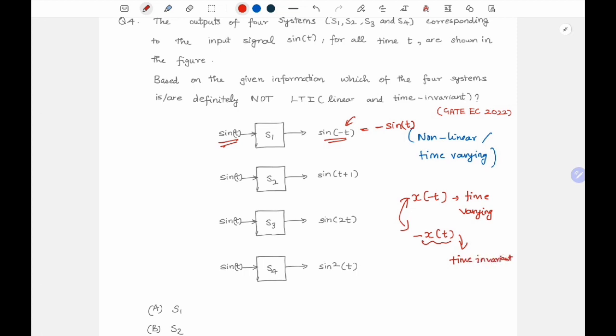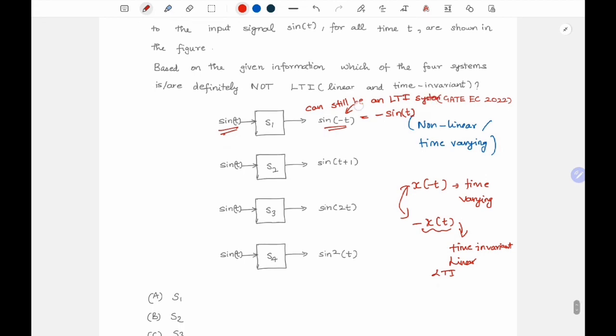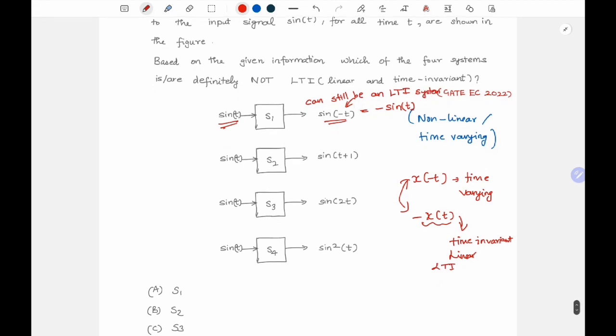And what about linearity? It is just having a minus sign, right? So it is linear. So it can still be an LTI system. Okay. So we can't disprove with this example.